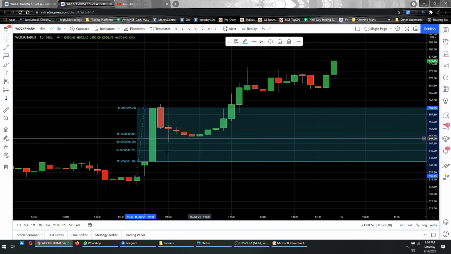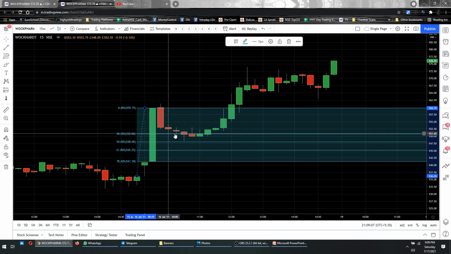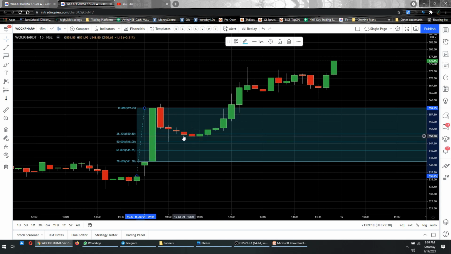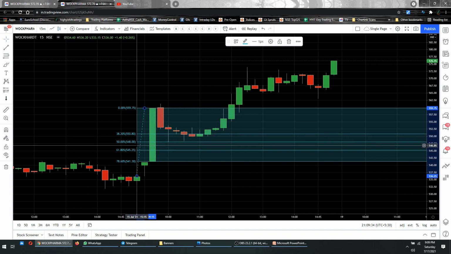Now as you can see here, the retracement held very well till 38.2%. So basically it was hovering between 38.2% and 50%. So you can take the space between 38.2% and 50% as the support zone. You know that it is a strong support zone. So what you need to do next is wait for a green candle which breaches the 38.2% and closes above it.